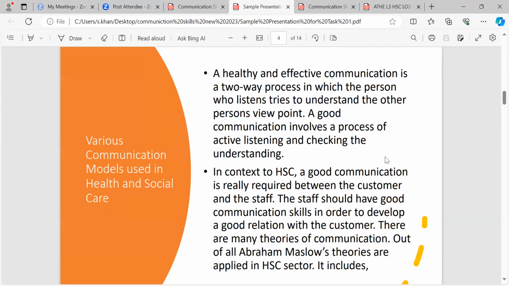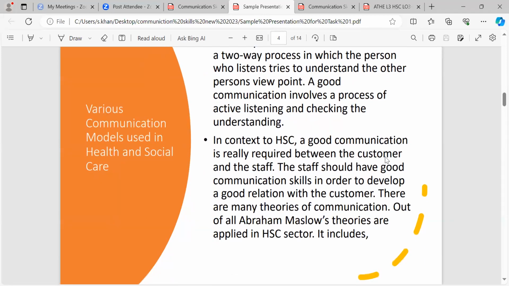A good communication involves the process of active listening and checking understanding. In the health and social care setting, good communication is really required between the customer and the staff. The staff should have good communication skills in order to develop a good relation with the customer. There are many theories of communication.